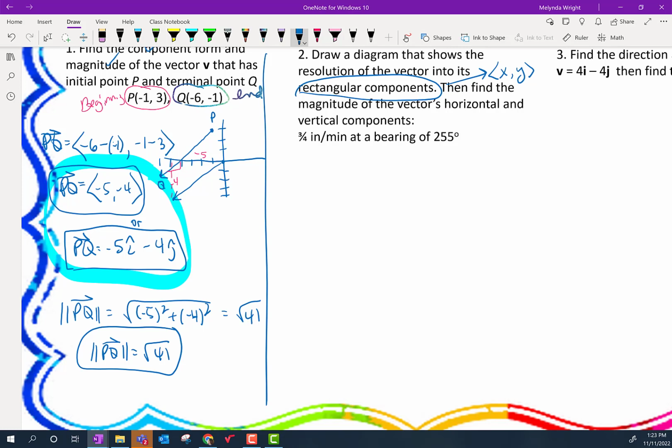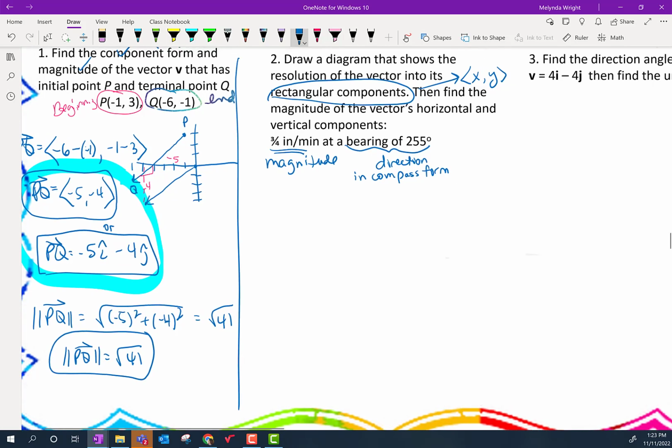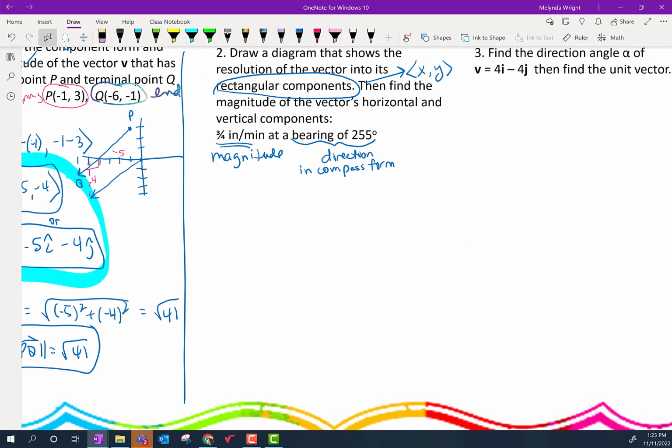So bearing, 3/4 is a magnitude. It's a magnitude. And bearing is the direction of the vector, but this is the direction in like compass form. A bearing is like a compass. So we're going to calculate it or look at it differently than we would if it was just a regular old direction. And number 3 is a regular old direction. So I put these next to each other so that we could compare and contrast.